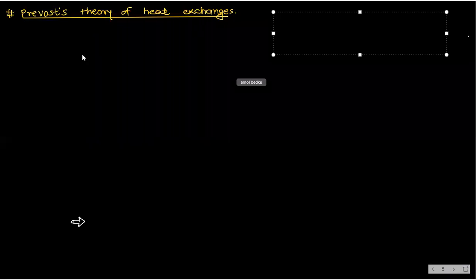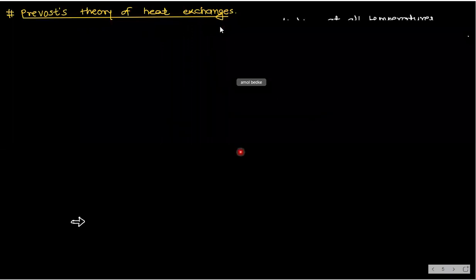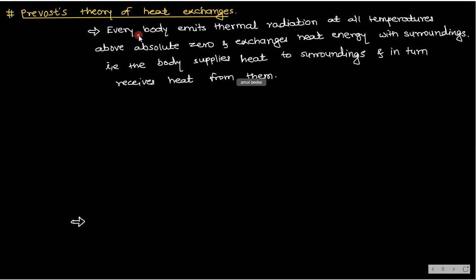So let's move ahead. Prevost theory of heat exchange. Now, what is this Prevost theory of heat exchange? Every body emits thermal radiation at all temperatures above absolute zero and exchanges heat energy with surrounding. That is, the body supplies heat to surrounding and in turn receives heat from them. So meaning is what? Any body above absolute zero will emit some radiation first of all.